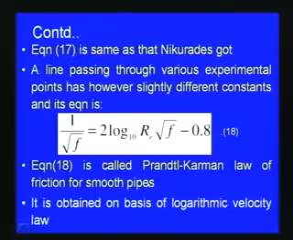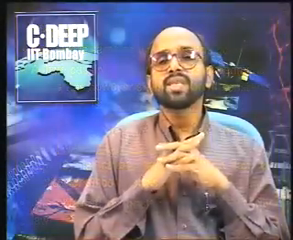Here we can see that the pipe friction is now connected with respect to only the Reynolds number. So, this equation is called the Prandtl-Karman law of friction for smooth pipe. This is based upon the logarithmic velocity law as described in the previous slides.